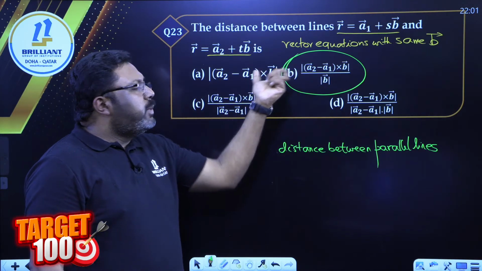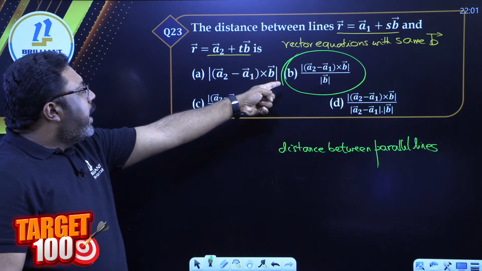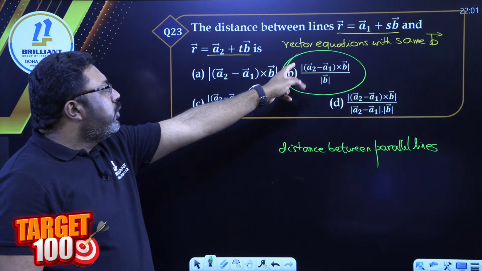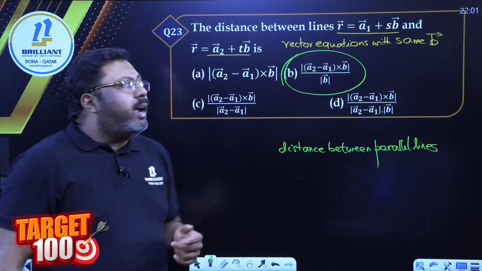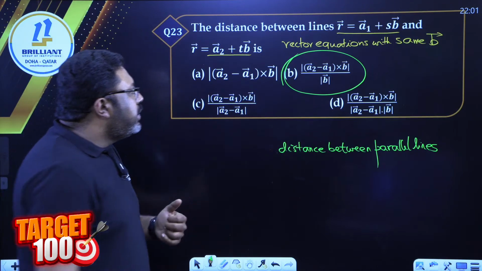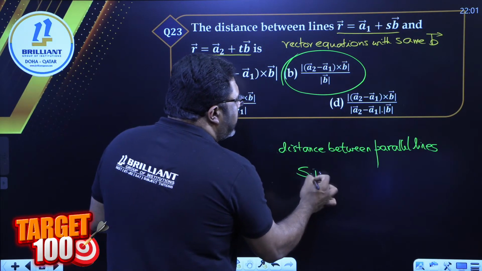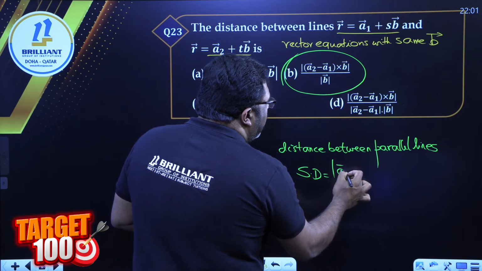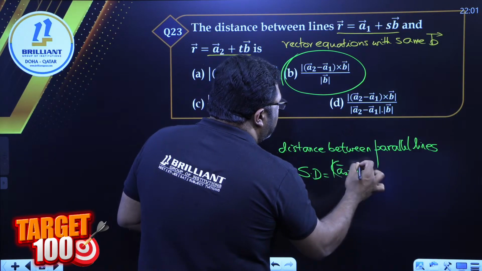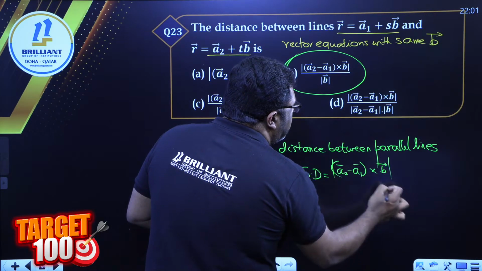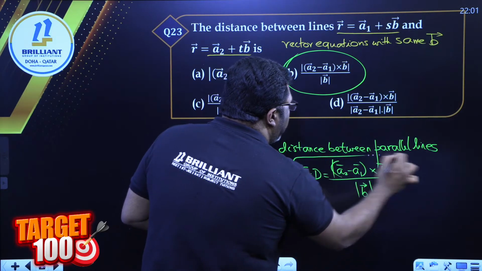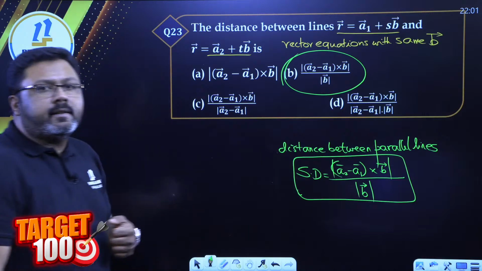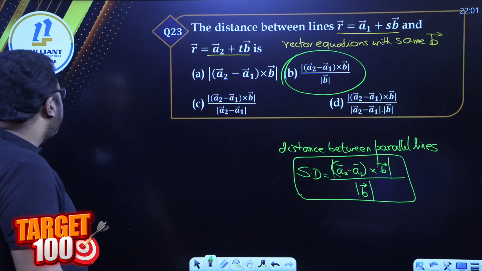Yes, distance between two parallel lines, modulus of magnitude of A2 minus A1 cross B by magnitude of B. If two lines are parallel, they have the same direction ratios. So the shortest distance formula between the parallel lines is magnitude of A2 minus A1 cross B vector by the magnitude of the B vector. Yes, everybody clear? Yes? One simple formula based question.